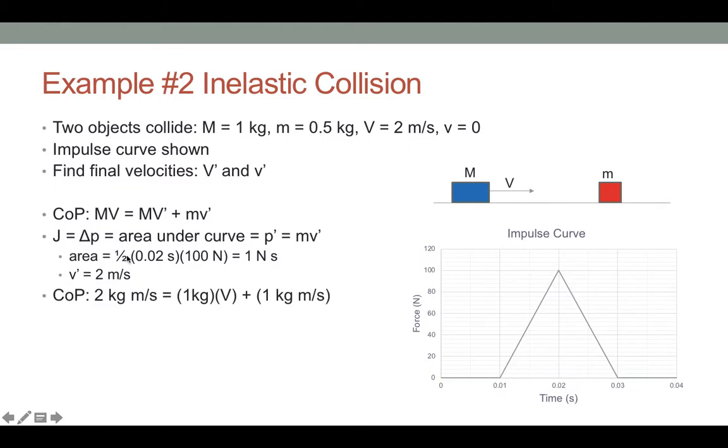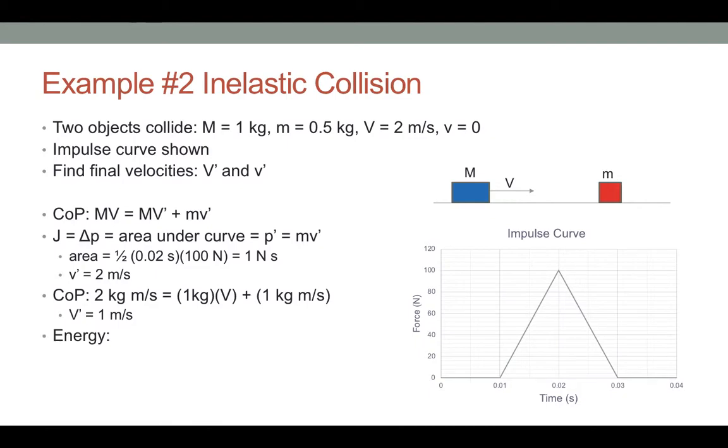Once I know that, I can use that in the conservation of momentum, because I now know that this is 1, this was 2 to start out with. That tells me the final velocity of the second object must be 1 meter per second. So the heavier object slows down from 2 meters per second to 1 meter per second. The lighter object starts at rest and ends up moving off at 2 meters per second.